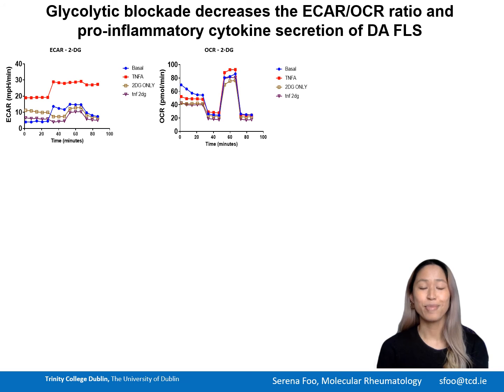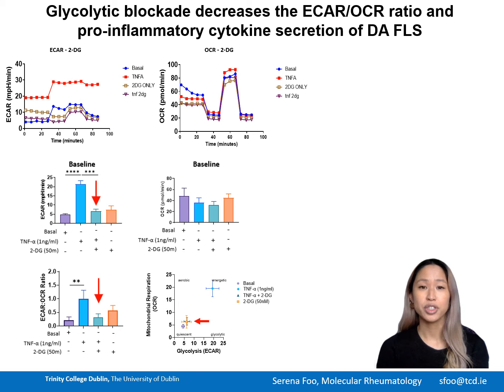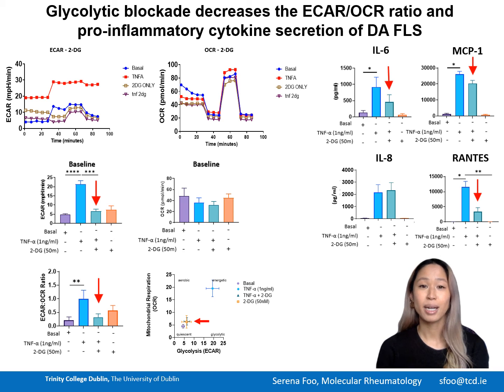We next examined if metabolic reprogramming alters the inflammatory profile of DA fibroblasts using the glycolytic inhibitor 2DG. 2DG drastically reduced ECAR levels in the presence of TNF-alpha, resulting in the reduction of the ECAR-OCAR ratio. This led to a shift in the metabolic phenotype, transforming the DA fibroblasts from being highly energetic to a more quiescent state. Additionally, this metabolic shift in response to 2DG was paralleled by a reduction in the pro-inflammatory mediators IL-6, RANTES, and MCP1.